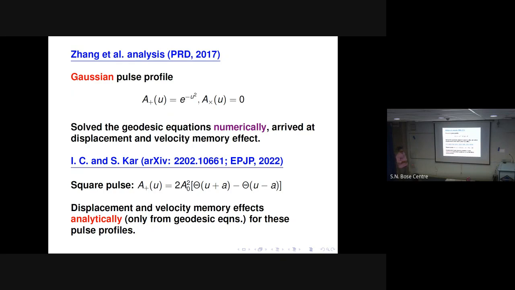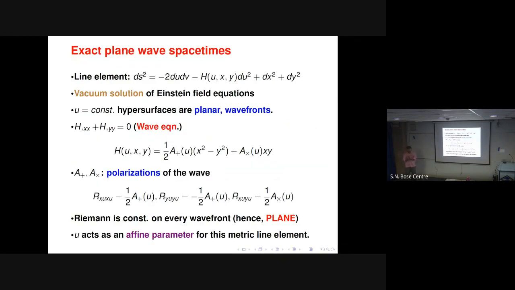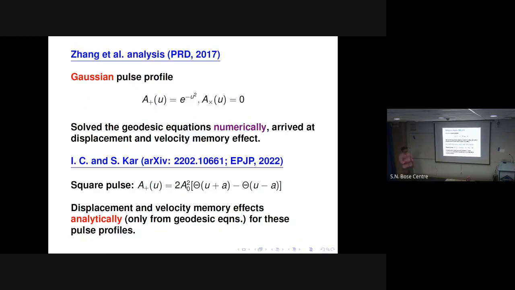Okay, so what Zhang and his collaborators did, they chose a Gaussian pulse profile for these polarization functions. So basically, these are not fixed from the field equations, and you can play around with them as you choose. So they chose a Gaussian burst. So what is the burst? Initially it is zero, finally it is zero, only in some middle region there is a presence of the pulse. That is why it is called a burst, a transient of gravitational wave. They solved the geodesic equations numerically, and they arrived at displacement and velocity in real time.